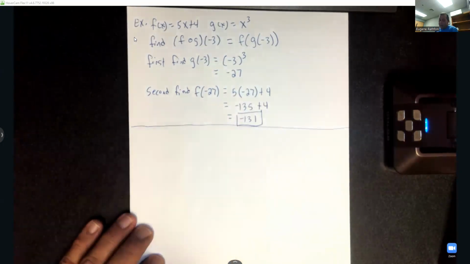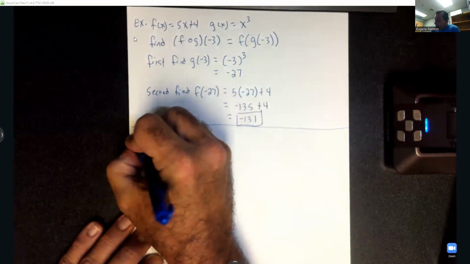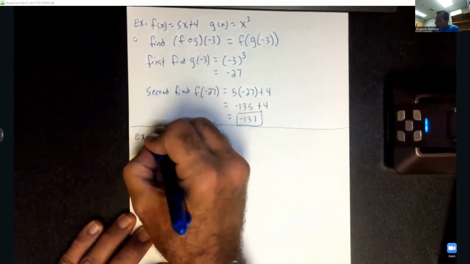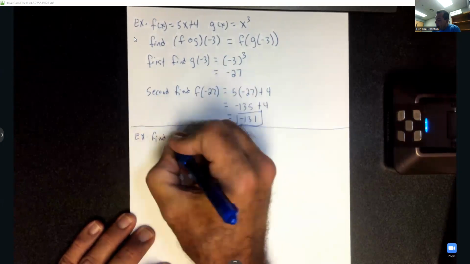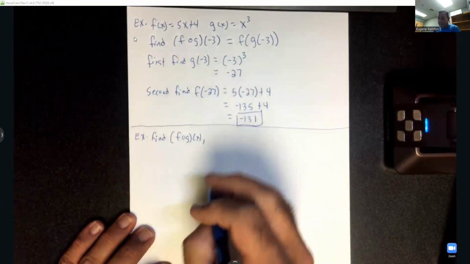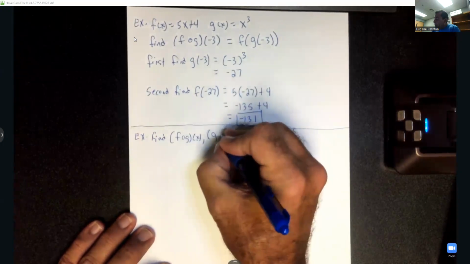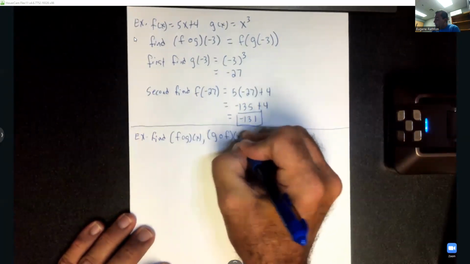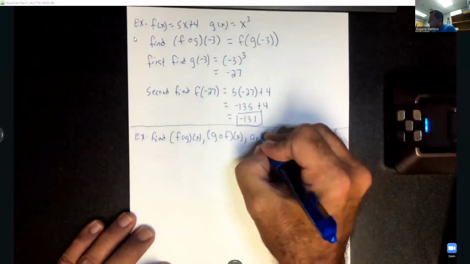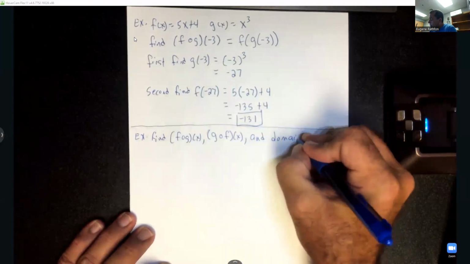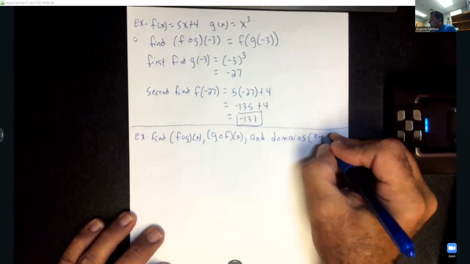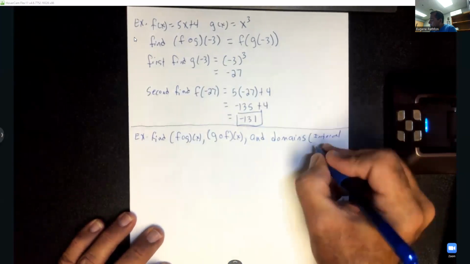So they sort of try to get a little tricky here. So on this one, look what they want. They want us to find F compose G of X, G compose F of X, and the domain of each. And remember, on domains now, they want these in interval notation.